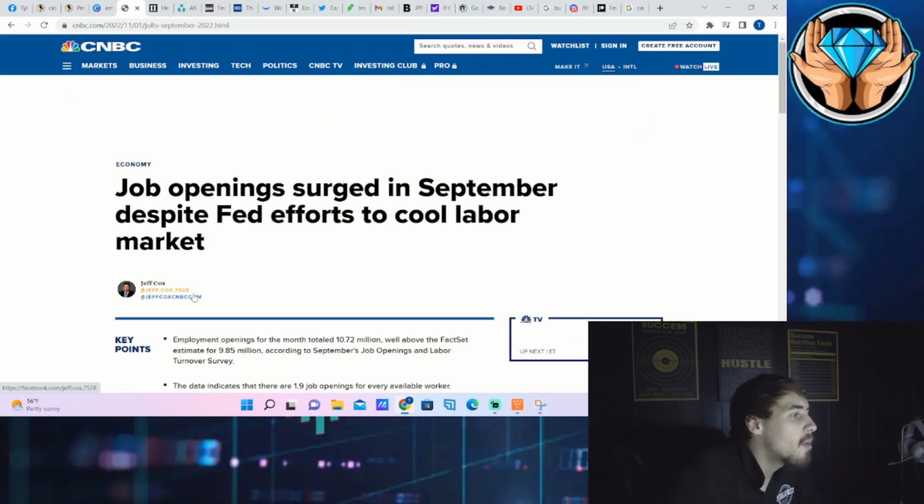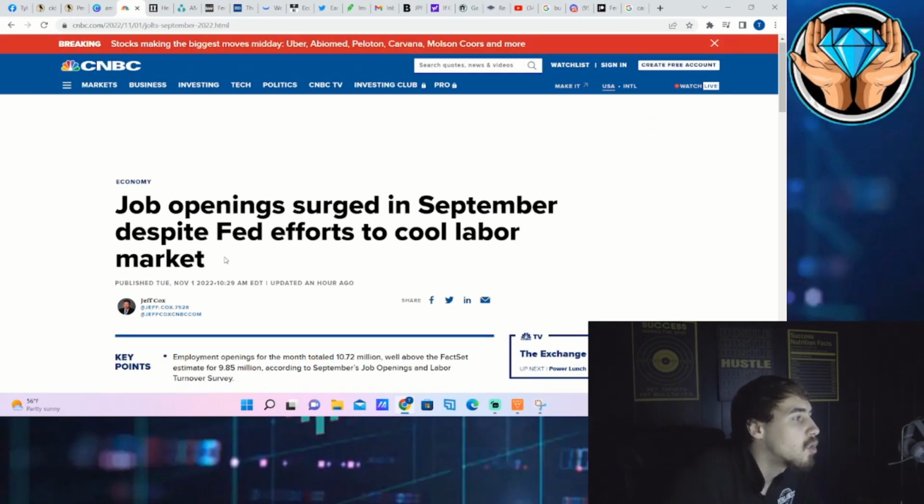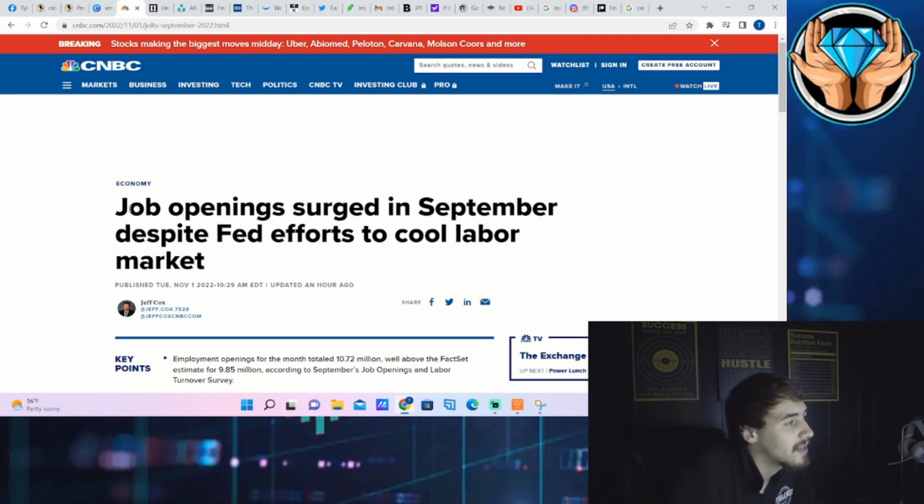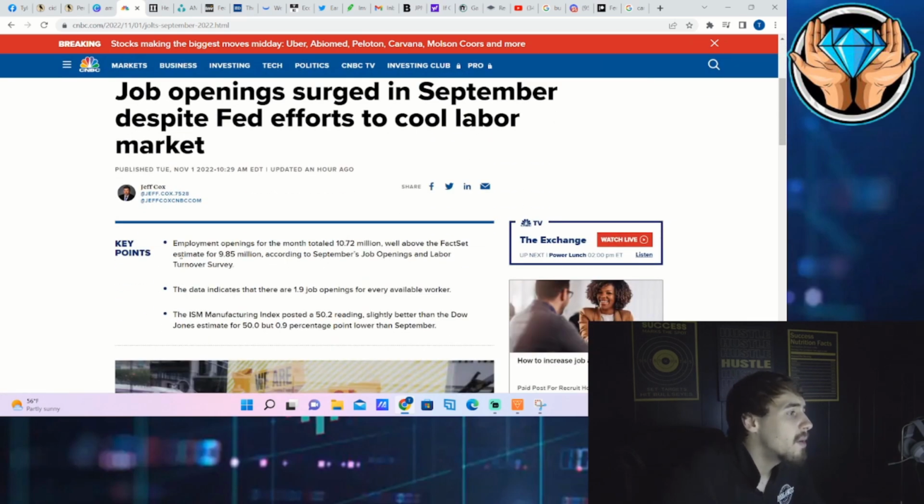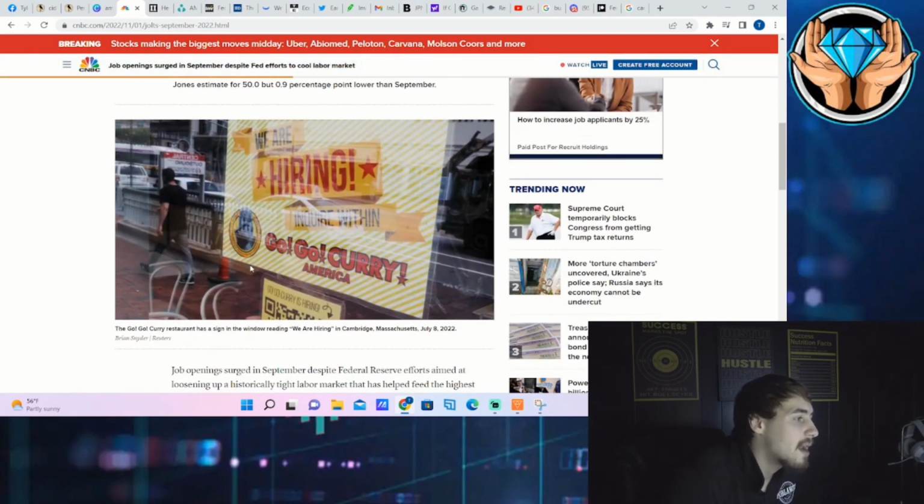Now, it does say job openings surged in September despite Fed efforts to cool the labor market. This is also a big reason why the markets are down today. It says job openings for the month totaled 10.72 million, well above the FactSet estimate of 9.85 million, according to September's Job Openings and Labor Turnover Survey. The data indicates that there are 1.9 job openings for every available worker. The ISM Manufacturing Index posted a 50.2 reading, slightly better than the Dow Jones estimate of 50.0, but 0.9 percentage points lower than September. So not a lot of positive data, at least out of the job report.